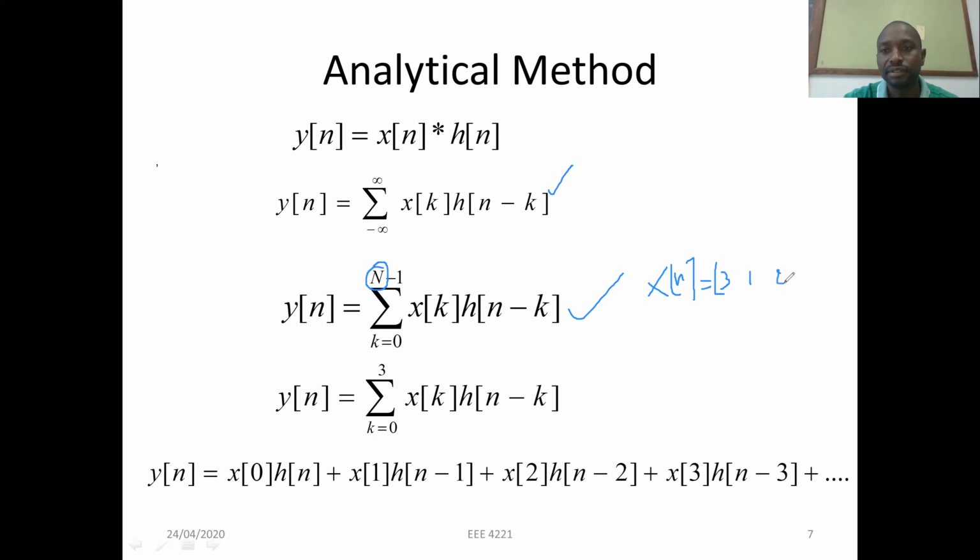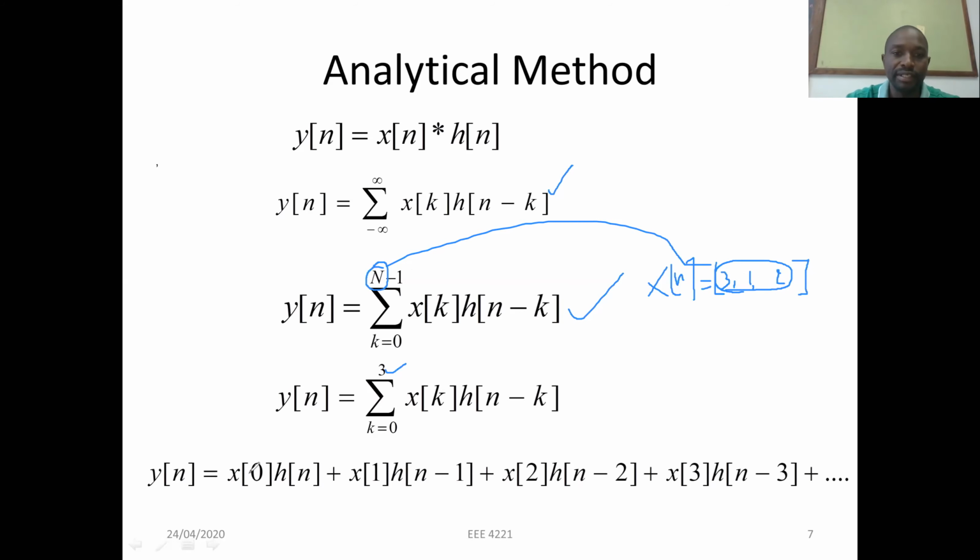so if x of n in this case is 3, 1 and 2, okay. So in that case, that means our capital N will be basically the number of sequences given here plus 1, which means you have 4 minus 1 here, giving 3, and then that's your maximum value for k.